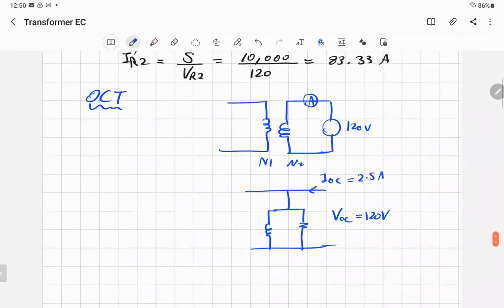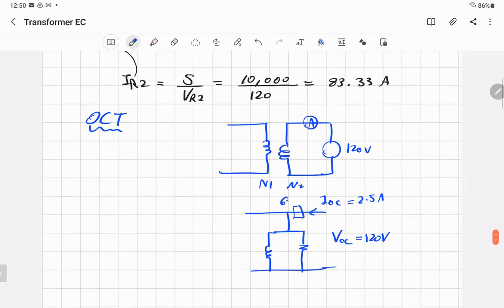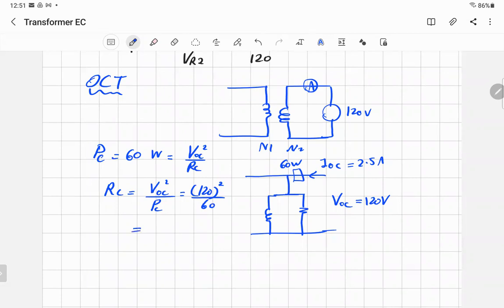And if you have a wattmeter to measure, so we got 60 watts. So I'll say, okay, the core loss is equal to 60 watts, which is equal to V open circuit squared over RC. So RC will be equal to the voltage squared divided by the power measurement. The voltage squared is 120 squared divided by the power, which is 60. So you get RC equal to 240.